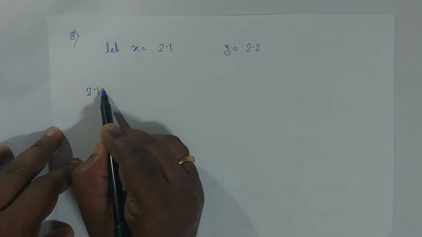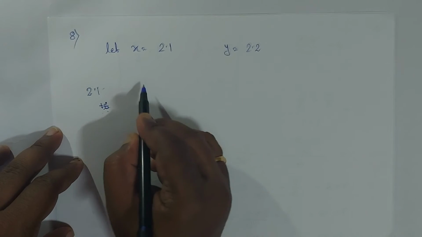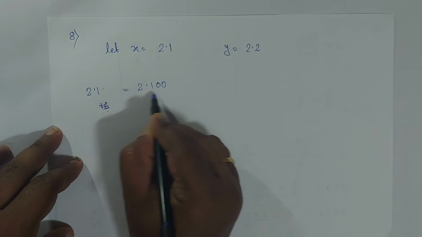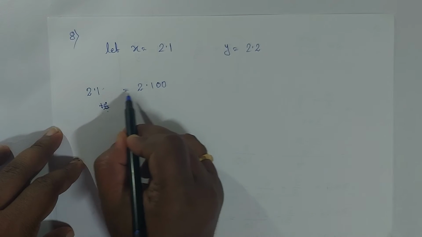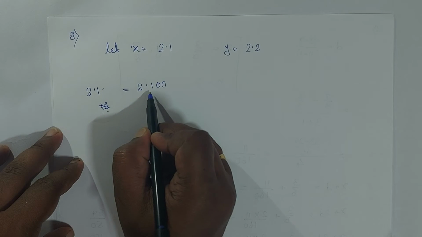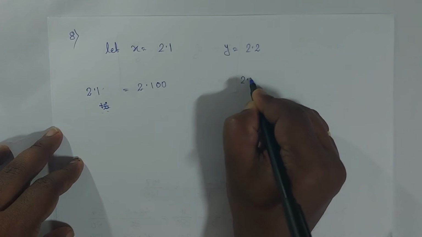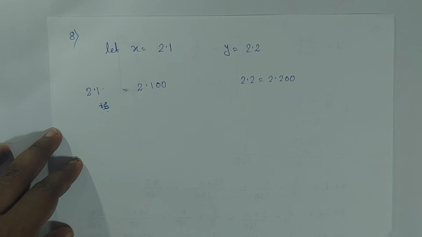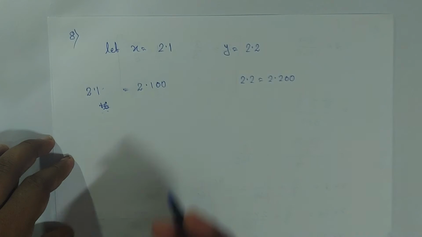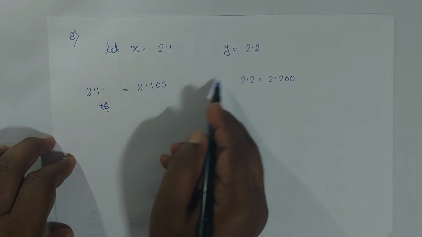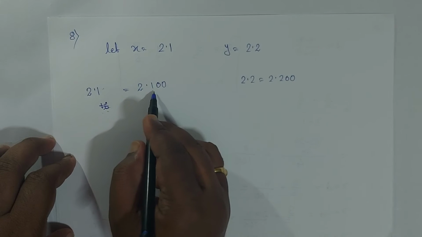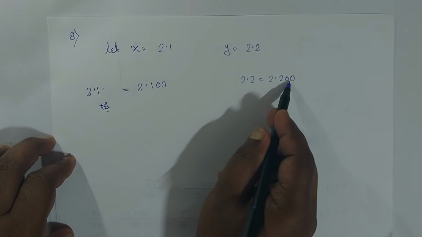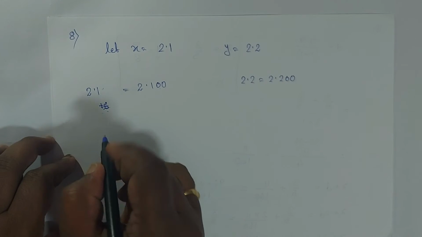If I write 2.1, it is equal to 2.100, we can write it. And 2.2 is equal to 2.200, we can write it also. So now 16 rational numbers between 2.100 and 2.200, we will write this way.